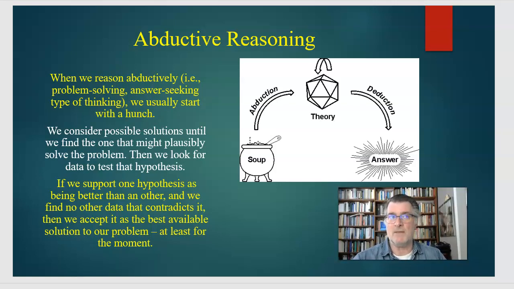A hunch is based on previous experience, could be based on previous knowledge of similar fires that seem to have occurred in the same neighborhood or same types of buildings. So you're arriving already with a hunch. I think it might be this. So you start looking for clues that would at least match up with that hunch. And therein lies that kind of detective work. So if we support one hypothesis as being better than another, and we find no other data to contradict it, then we can accept that hypothesis as the best available solution to the problem, at least for the time being.